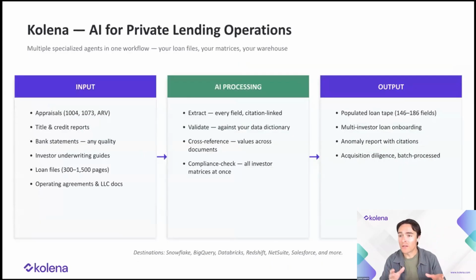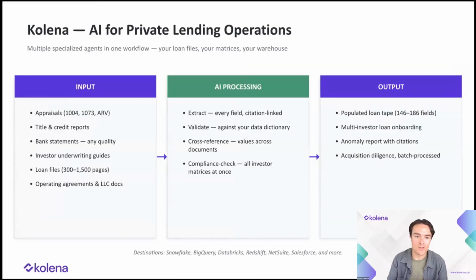Last thing, just a quick orientation before we jump into the demos here. So 3 columns. Inputs on the left, that's anything in your loan ops inbox. That's appraisals, 1004s, 1073s. I won't read them all because you can read as well. The biggest thing I want to draw your attention to is the size of the loan files. We can pull in 300 files that are 1,500 pages and run our agents on those.